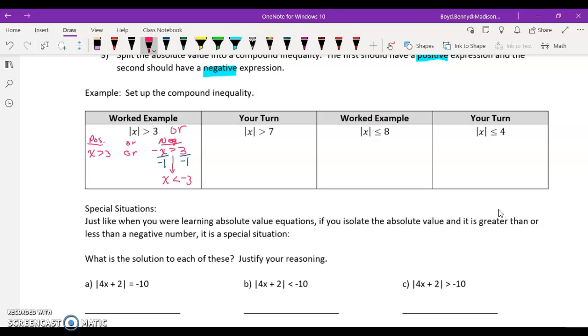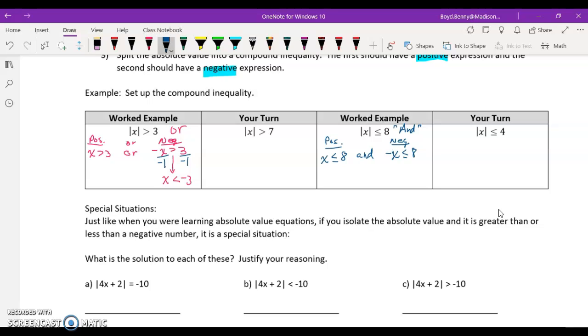Okay, here I notice that the absolute value expression is already isolated. So I can go ahead and break this down into a positive inequality and a negative inequality. So here again, I will have x is less than or equal to 8. This is a less than, so this is an and compound. And negative x is less than or equal to 8. Okay, so here this one's already solved out.